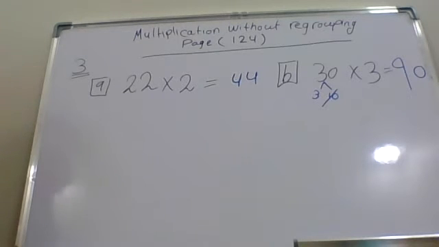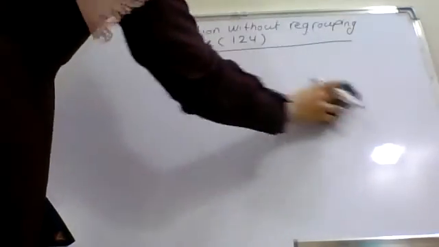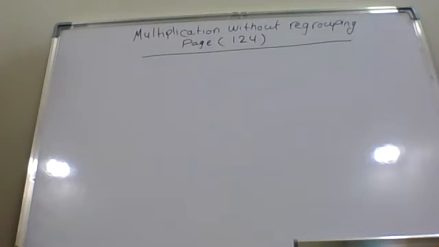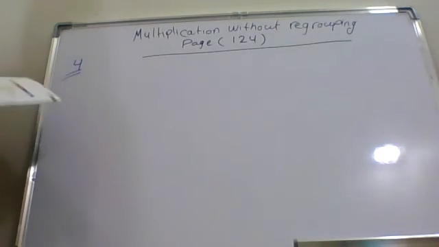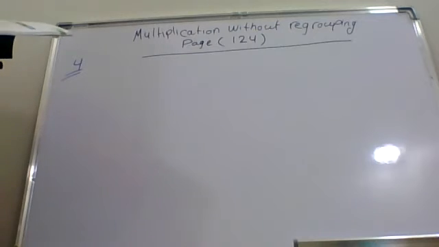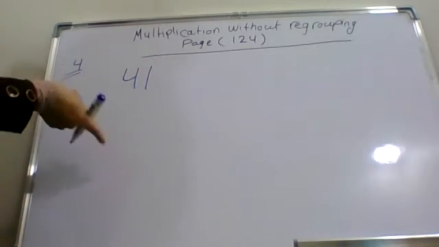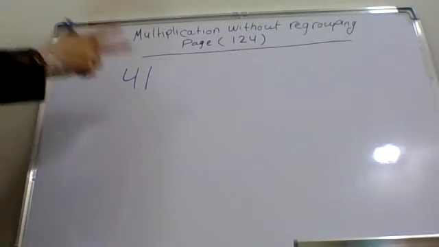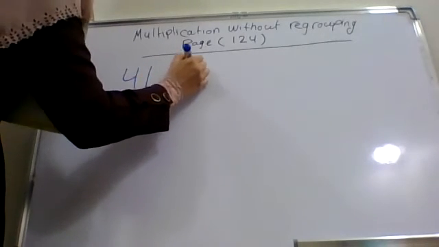Okay, let's answer number 4 and number 5, and this is how we're going to finish our lesson. Okay, number 4. There are 41 bicycles at the bicycle rental shop. Each bicycle has 2 wheels, so I have 41, and I have 2 wheels for each. So I have to repeat the 2 how many times? 41.